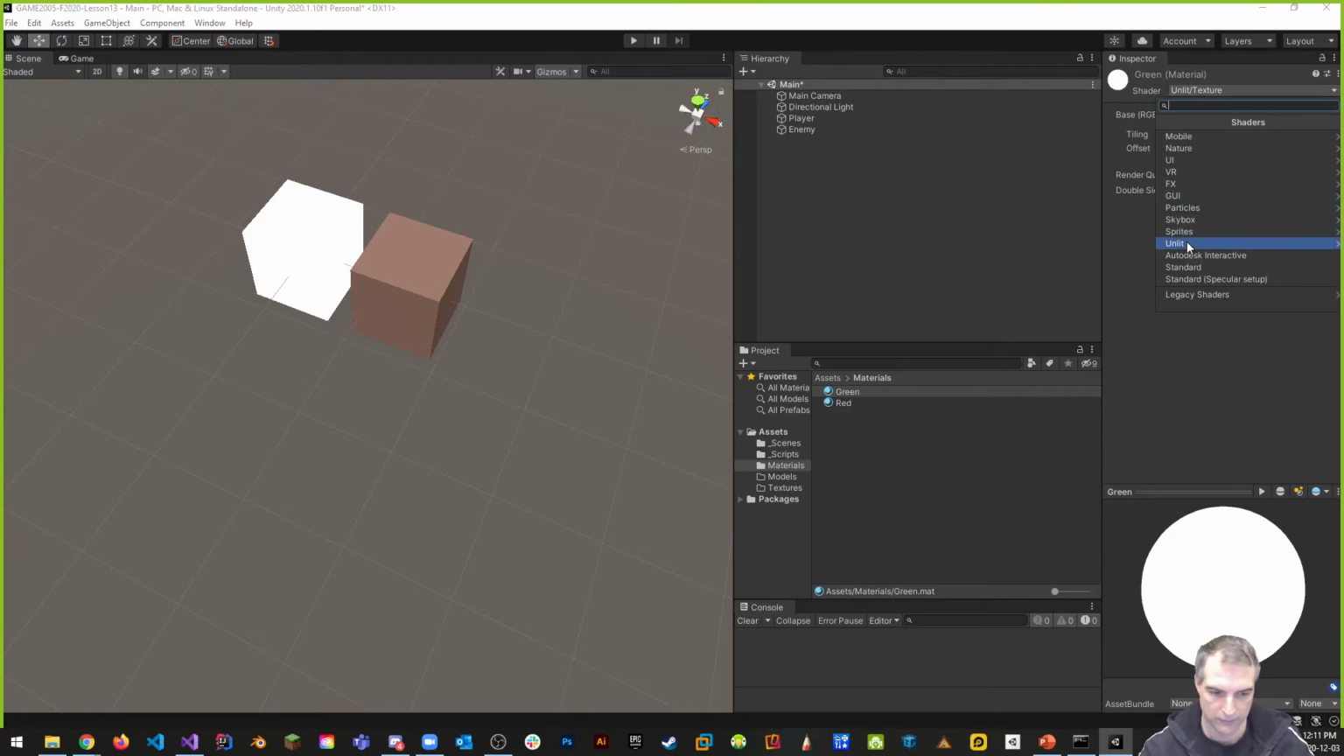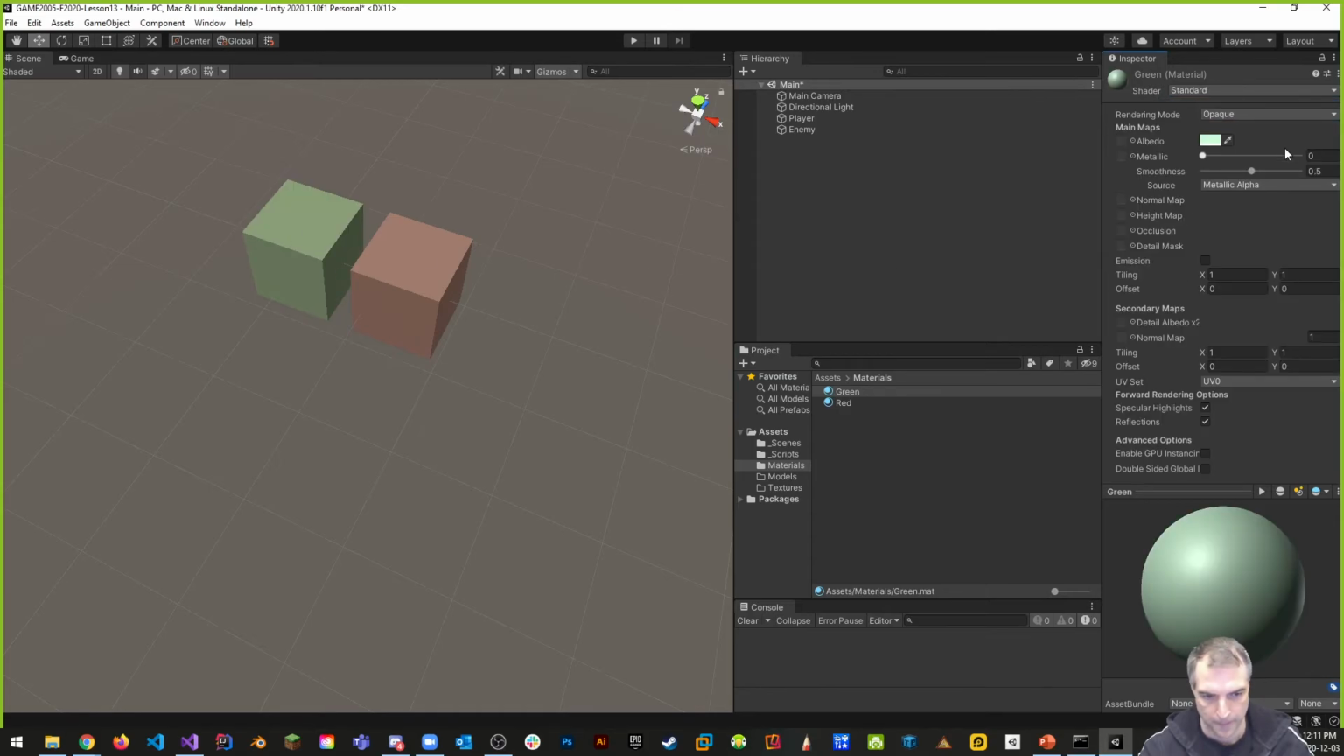Or I can go unlit and I want to go transparent again, and you'd have to put a texture in there, and then it would be unlit. We don't have a texture right now, so let's leave it as our standard. If I go to standard, notice the rendering mode is opaque. You can go cut out, fade. These are all effects of our shader, right? But that's definitely why it looks like that.